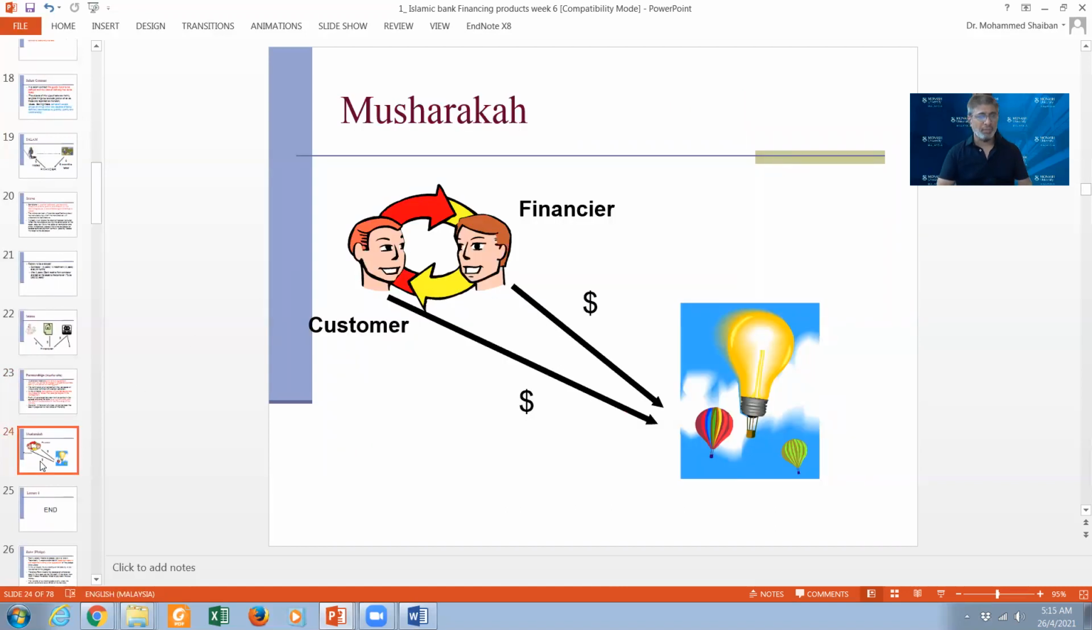Sometimes, for example, I want to import 10 BMWs or maybe 10 Tesla electric cars from the US, and each one costs 200,000 ringgits. I want to import the 10 of them, and they have real buyers and they get a good deal from Tesla. So I need now 2 million. I don't have all the money. I can approach the bank. The bank can finance 80% of it and I finance 20%.